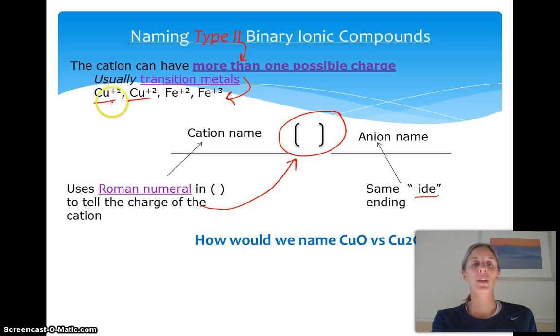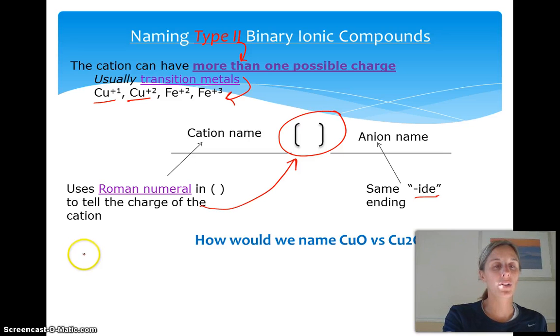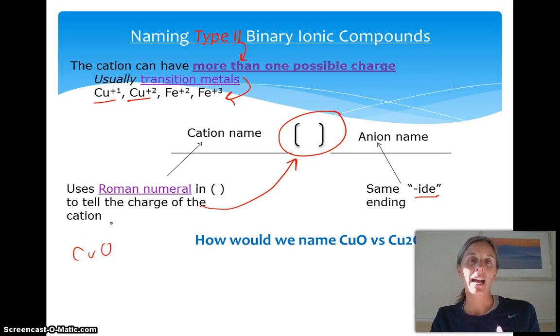Copper we know can make a +2 ion. So if we look at these two formulas, they look pretty similar. We've got CuO versus Cu2O. What's the difference? How do we name them? Let's look at CuO first. When you're dealing with an ionic compound, they have positive and negative charges. We're going to learn that the total positive charge and the total negative charge has to equal 0.